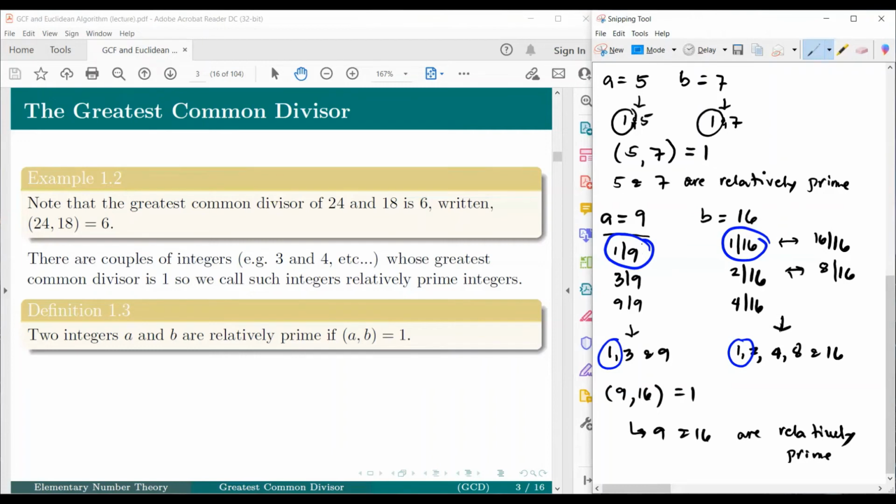However, the other way is not true in general, because there are also some numbers, just like 9 and 16, that are not prime numbers. They are not prime numbers, right? 9 and 16. However, we have found out that they are relatively prime. So again, for two integers to be relatively prime, their GCD should be 1.